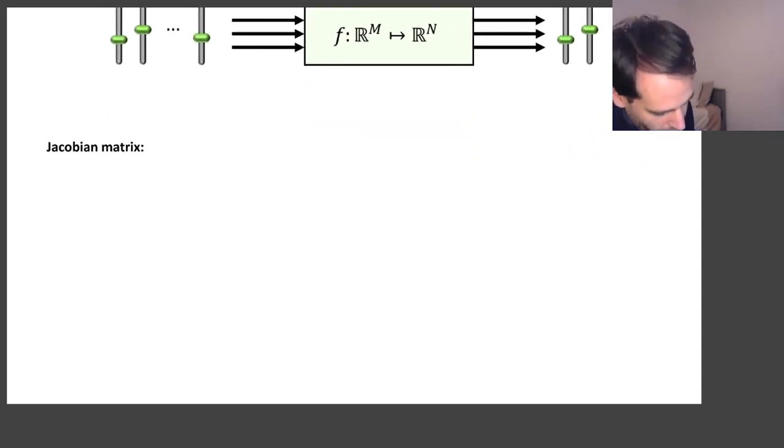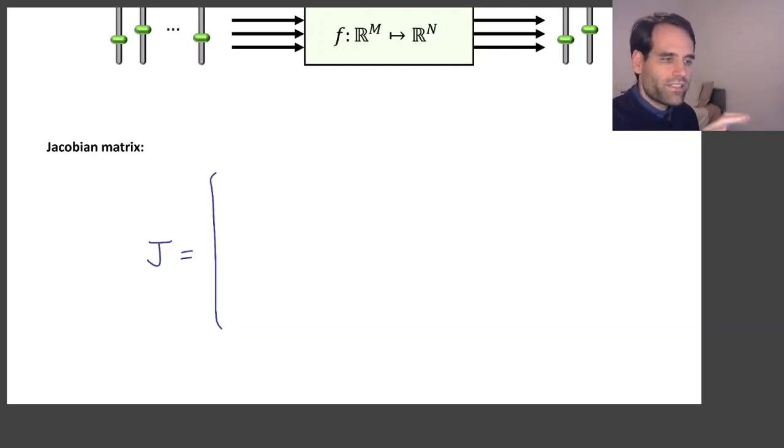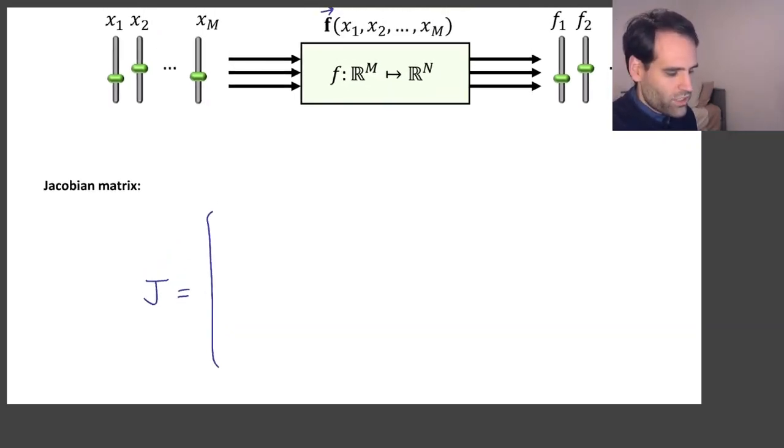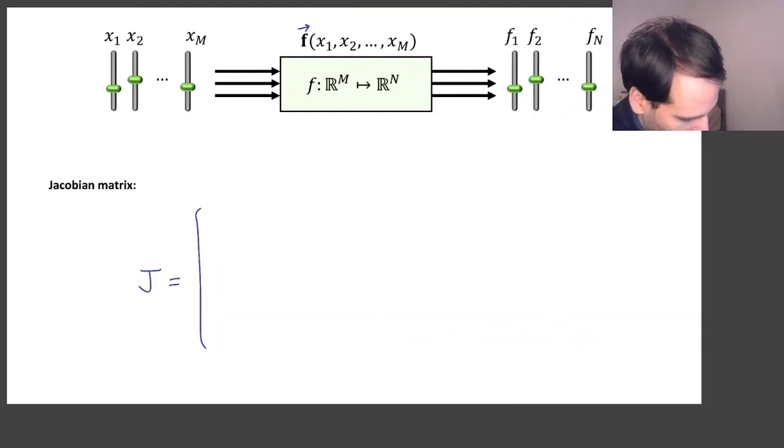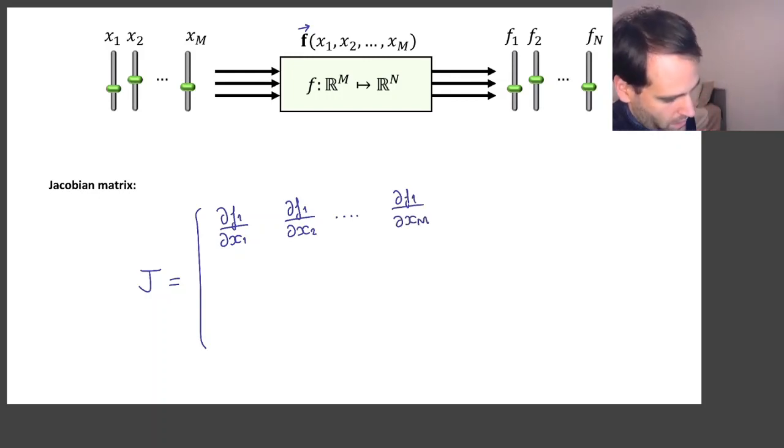The Jacobian matrix is a matrix which usually is called J, whose elements are all the different combinations of partial derivatives of each of the outputs with respect to each of the inputs. Okay? So for example, the first row will be the partial derivative of f1 with respect to x1. Then it will be the partial derivative of f1 with respect to x2. And so on until the partial derivative of f1 with respect to xm. Okay? And here f1 is simply the first component of the output vector.